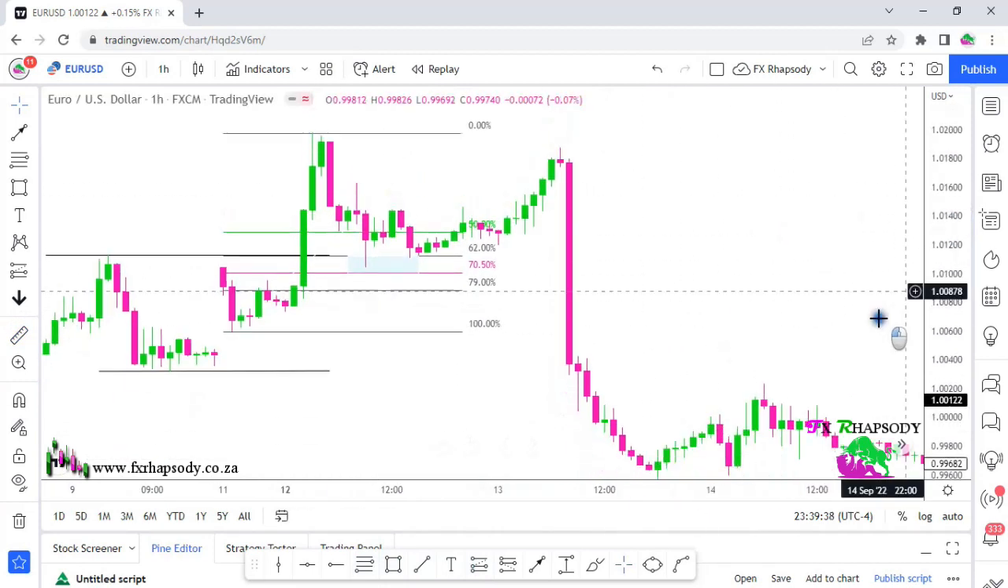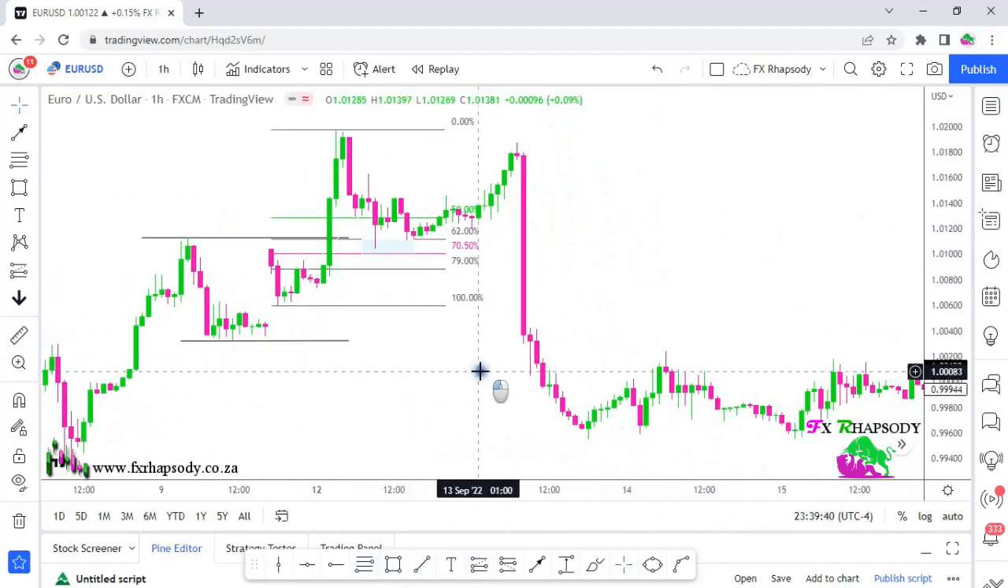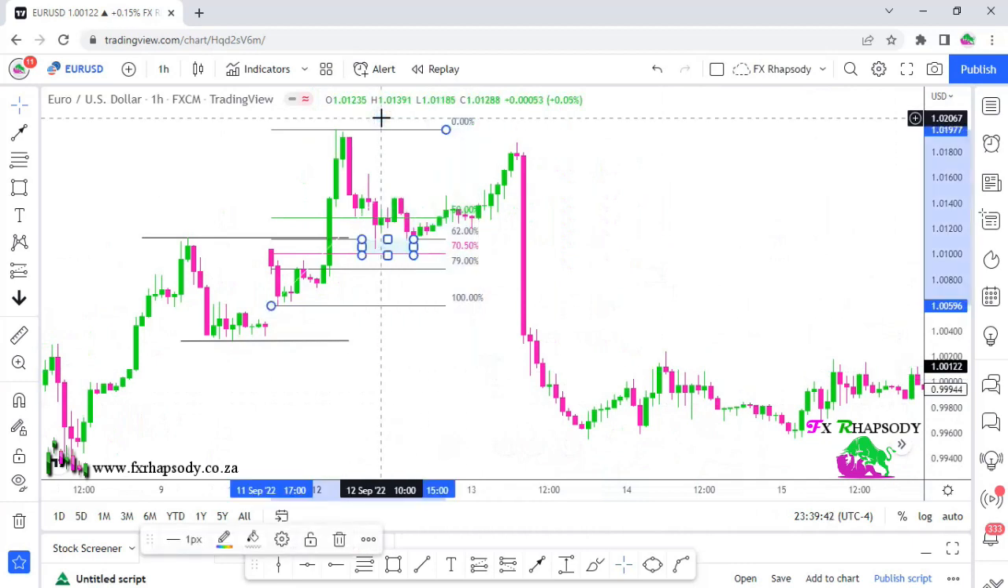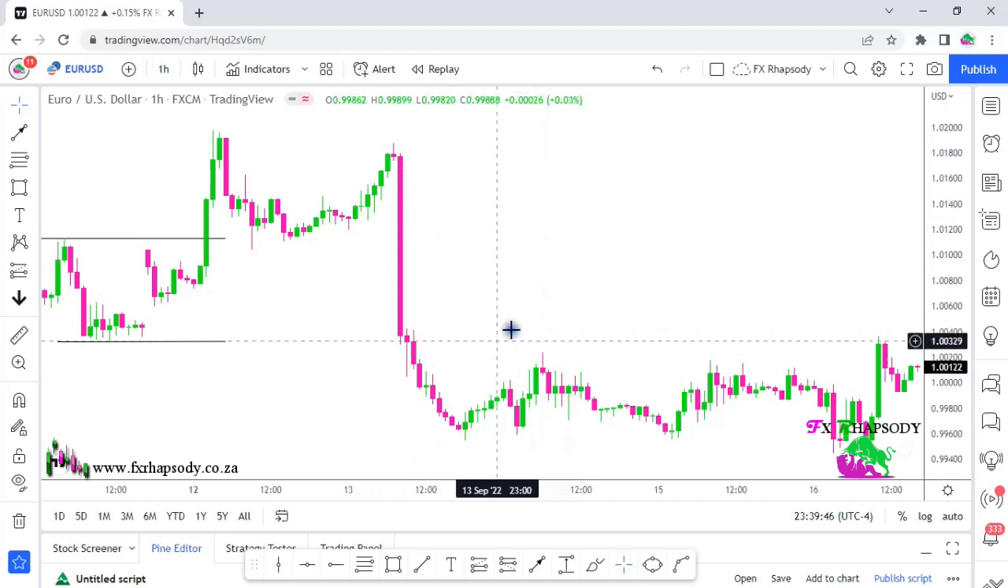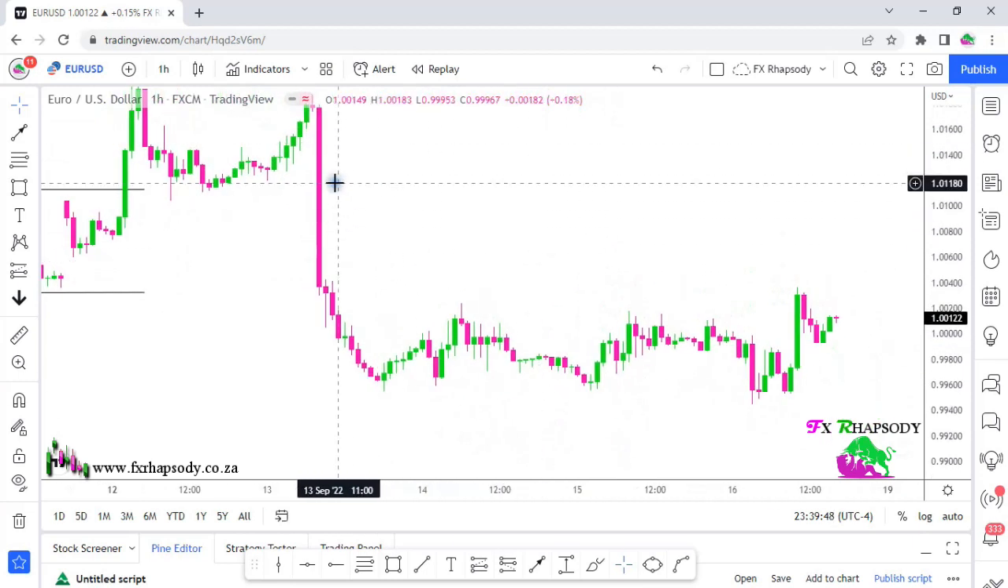But again, because of all the news that happened this week, and we all know what it was about, you see price taking a huge dip. So there's nothing else we could have done here. There wasn't any movement that you could have caught the sell. If you did, good on you.